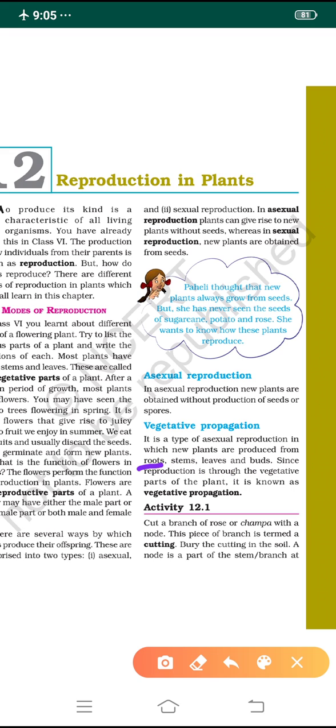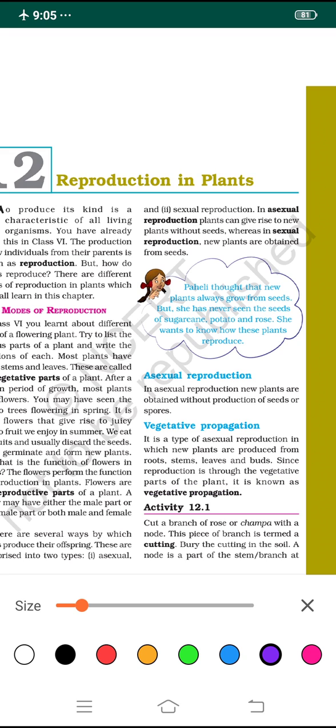Since the reproduction takes place by these vegetative parts, meaning the growing parts of the plant, this kind of reproduction is called vegetative propagation. Vegetative part means growing part of the plant: root will grow, stem will grow, leaves grow, and buds grow. So this kind of reproduction is called vegetative propagation. I hope you understood now.